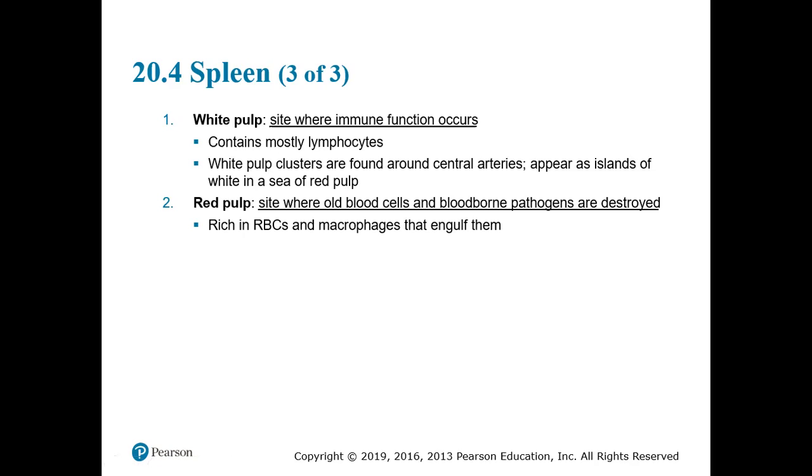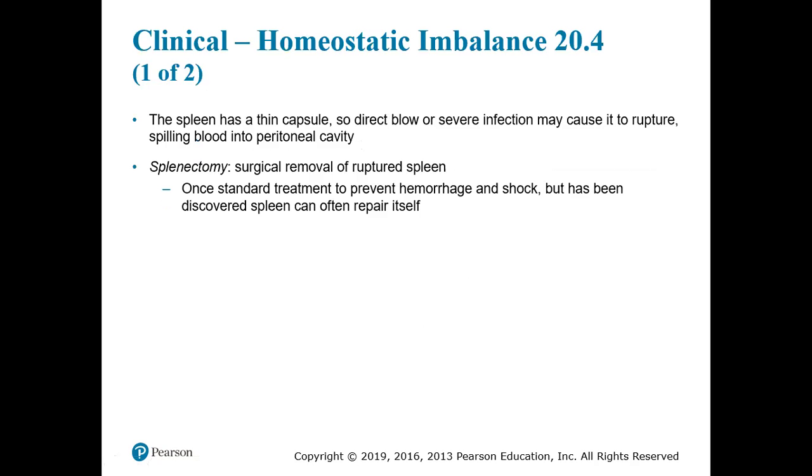Well, remember that the spleen is going to contain quite a bit of blood. So what is this red pulp? Well, it's the site where the old blood cells and bloodborne pathogens are going to be destroyed. And that's where your macrophages come in and do their work. So you can see here the macrophages doing their work. And of course, it's rich in red blood cells.